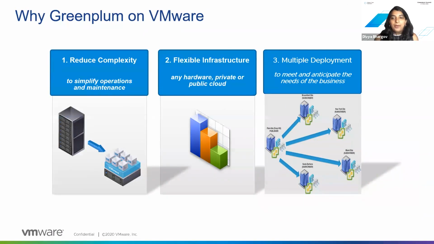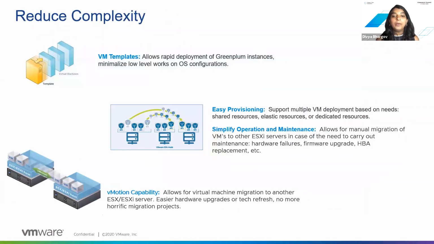So Greenplum on the VMware software-defined data center will simplify the operations. It will reduce the complexity and allow flexible infrastructure. I will get into some more details on how all these are done, but these are some of the reasons why Greenplum on VMware makes it a great combo. So how do we reduce complexity? The complexity is reduced by allowing rapid deployment of Greenplum instances. You won't have to worry about the low-level OS configuration if you use the VM templates.